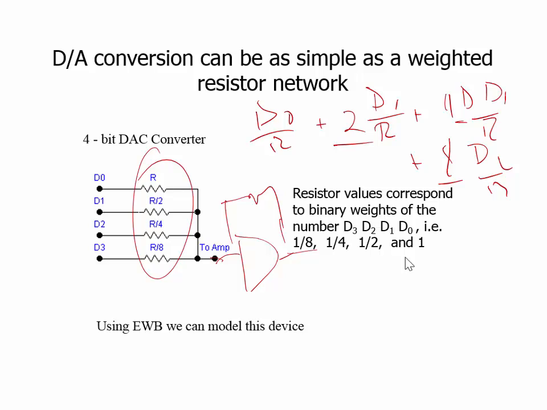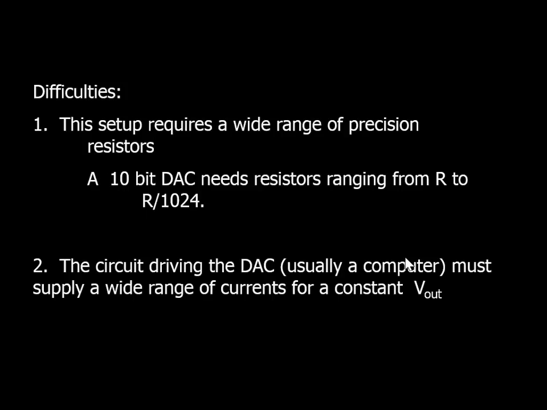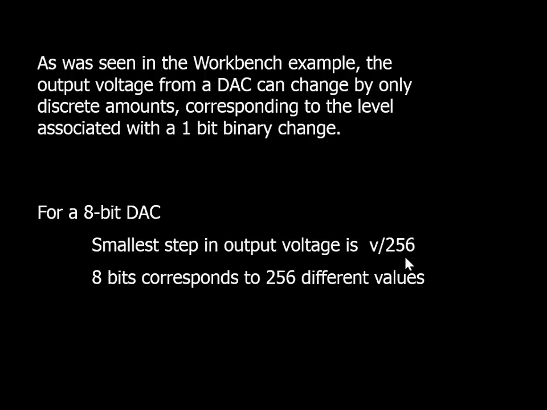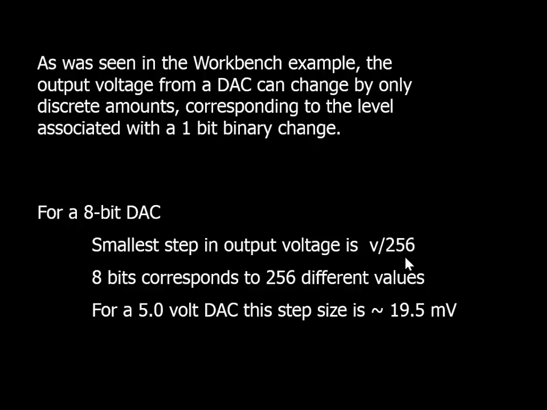Now, as it turns out, this is a little bit messy, and we typically would do this on an IC because these resistors have to be fairly accurate, and a wide range, like 10 bits, is going to require resistors that go from R to R divided by 1024. This is just some calculations right there.